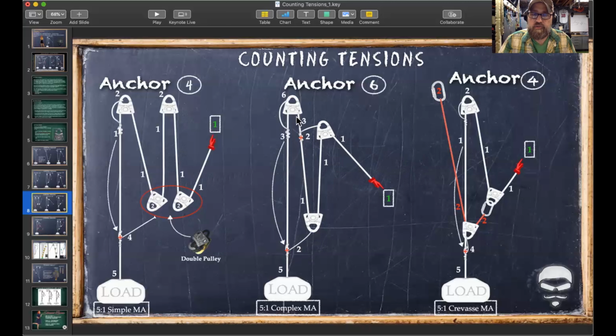So 1 plus 2 is 3. So now in this portion here, I have 3 tensions. So if 3 goes in, 3 has to come out, which gives me 6 on my anchor. That 3 moves down this rope all the way until it hits this prusik, which is holding 2 tensions. So 3 plus 2 is 5, and that's a 5-to-1 complex system.